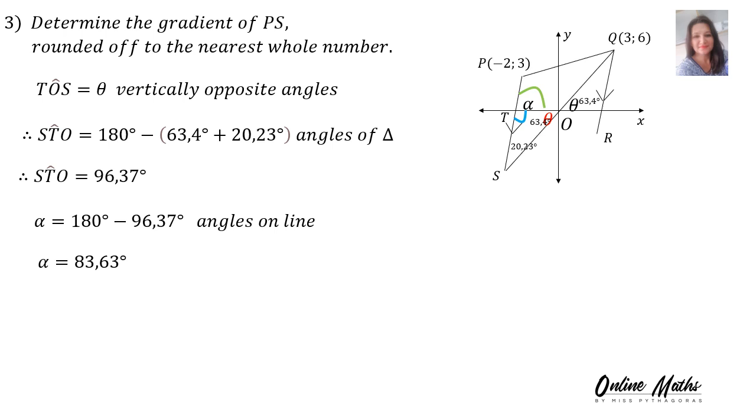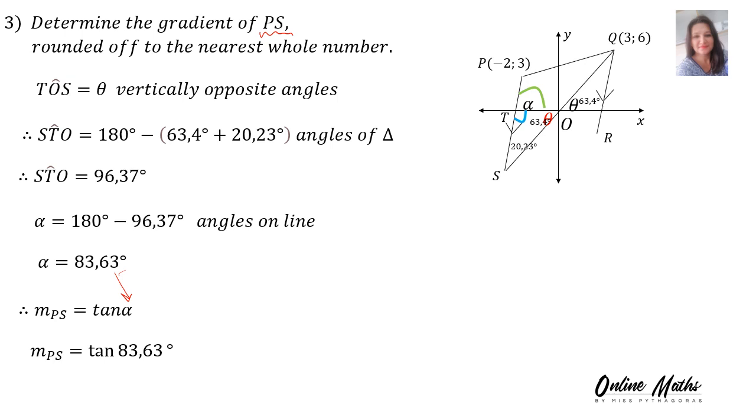Now the question was, we need to work out the gradient of PS. And what we know is, if you look at alpha, can you see that alpha is the inclination of line PS? And we have a formula: m of PS is equal to tan alpha. That's the formula for inclination. And we know the size of alpha. We just calculated it was 83,63 degrees.